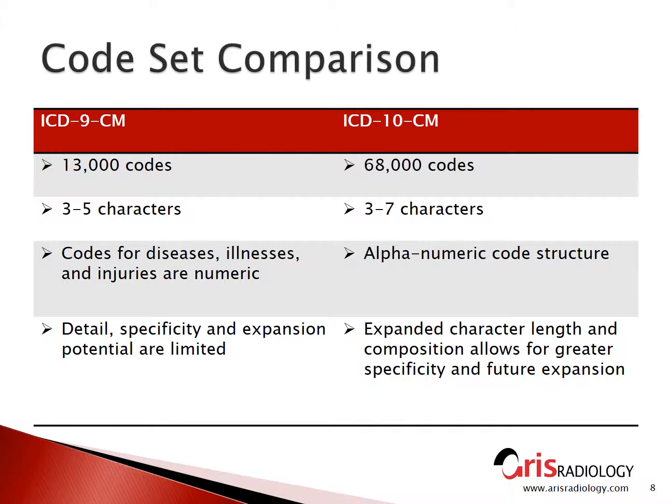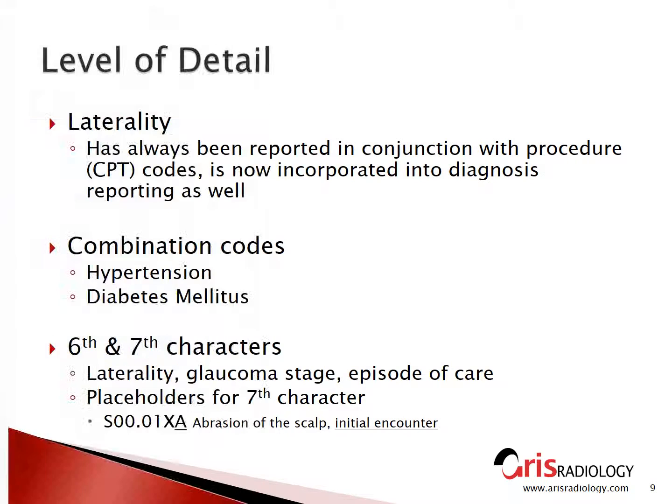ICD-9's 13,000 codes are expanded to 68,000 in ICD-10. All numeric codes of 3 to 5 characters converted to an alphanumeric code structure, which, now up to 7 characters in length, allows for greater specificity and future expansion of the code set. The biggest impact of the change incorporated into the new code set is the level of detail required to code to the highest degree of specificity.